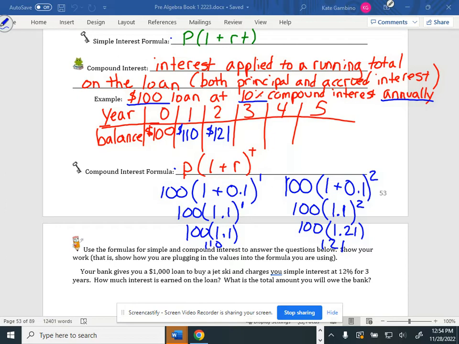So now this time, we're going to do 100 times 1 plus 0.1 to the third power. So I've got 100 times 1.1 to the third. So now I need to do 1.1. Do you guys remember how to do to the third power? Yeah. Okay, I heard somebody say no, so let me show you real quick, because we have to be able to use our exponents.